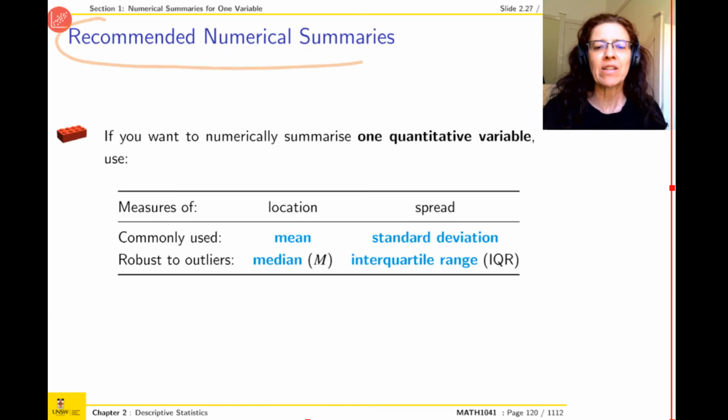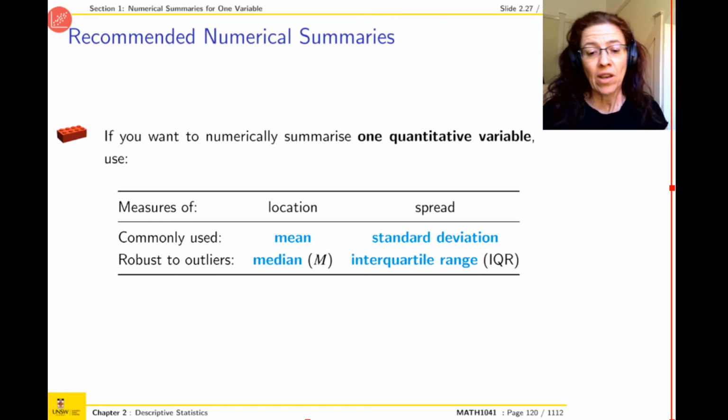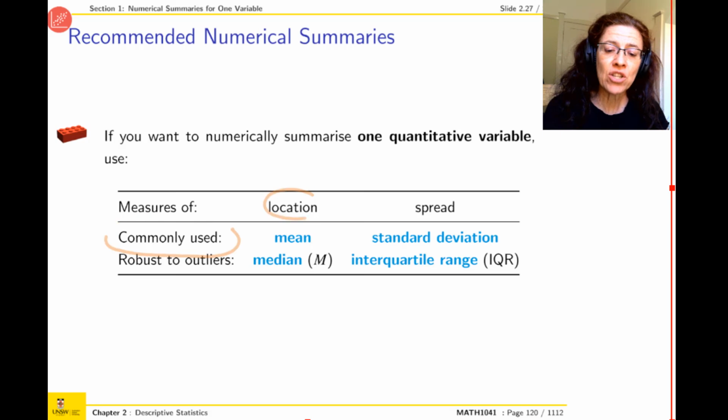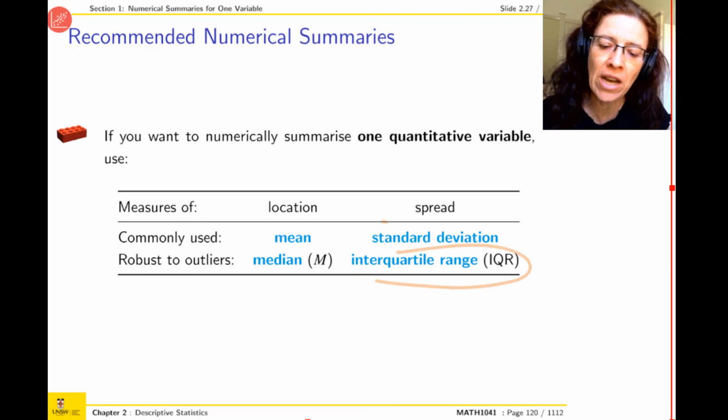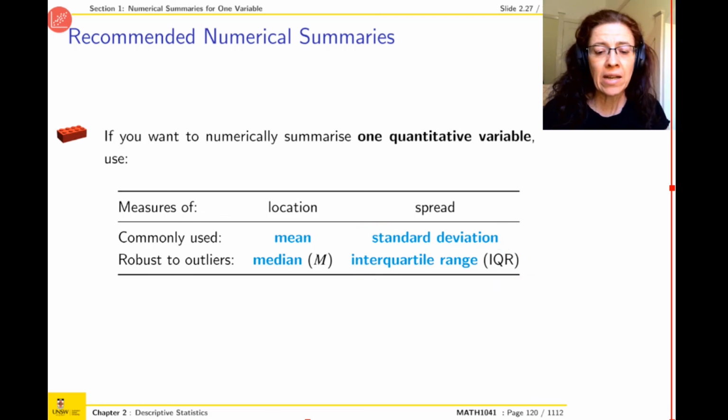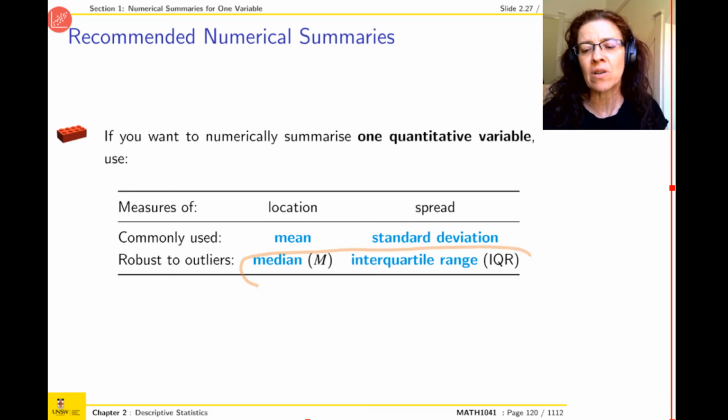So which numerical summary should you use for only one variable, which is quantitative? The ones which are commonly used for location, usually people use the mean, and for spread, they usually use the standard deviation. But if there are some outliers, that can be a bad idea. So in those cases, you turn to the numbers which are robust to outliers. So for location, you would use the median instead of the mean. And for the spread, if there are outliers, then you would use the interquartile range instead of the standard deviation. And I would say if you need to explain to people what these numbers are, it's clearly much easier. So that's another reason to use them.